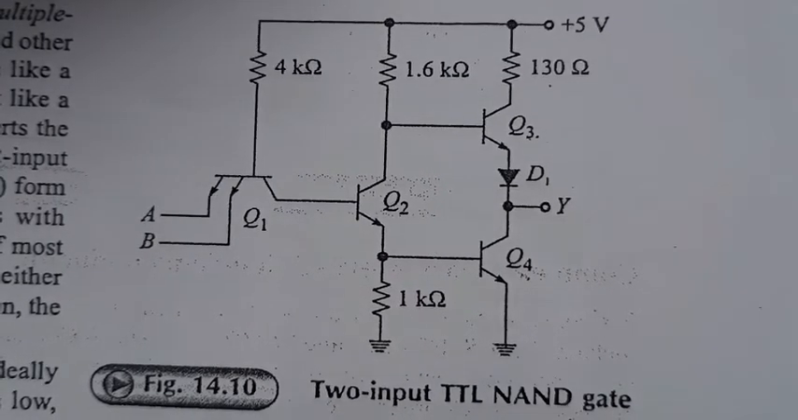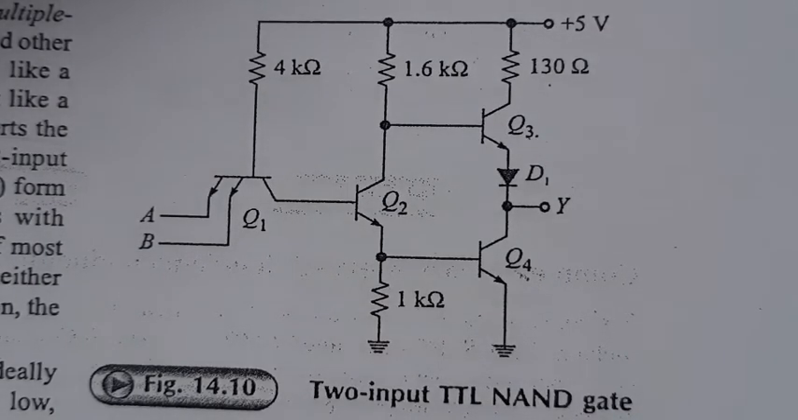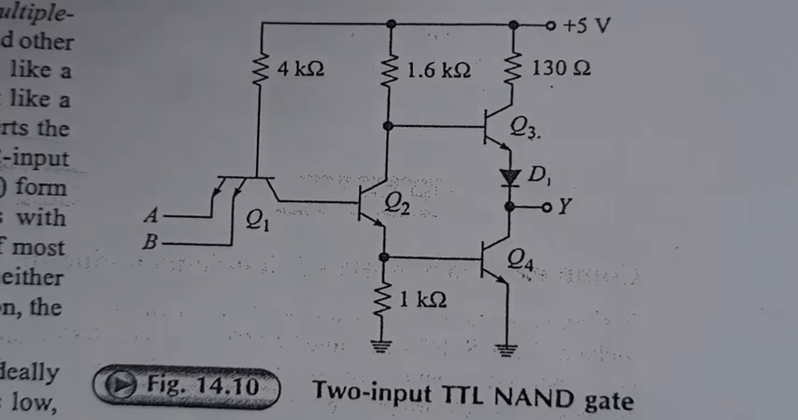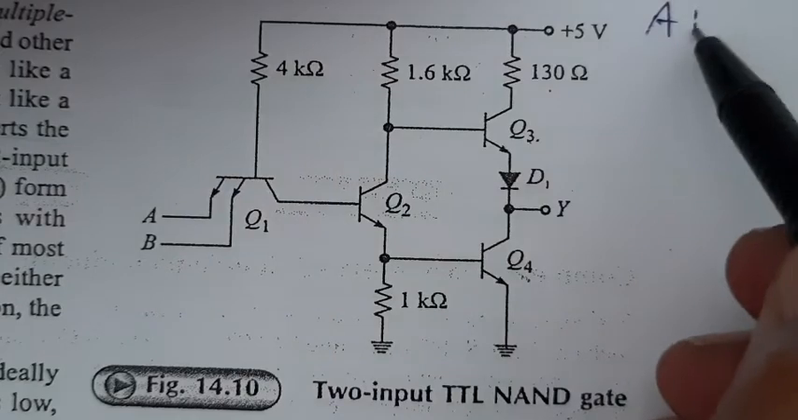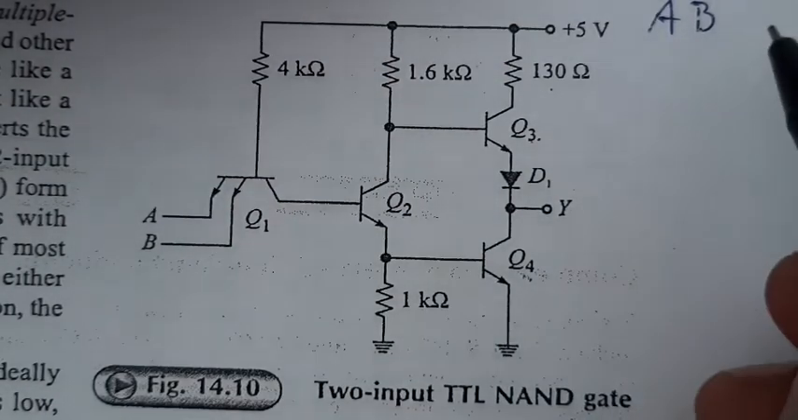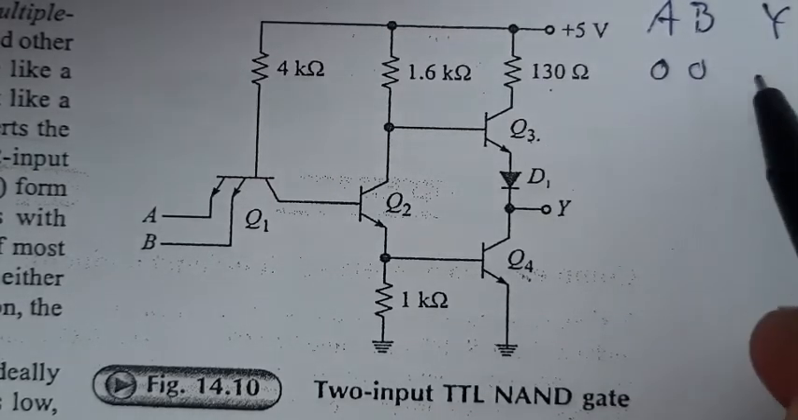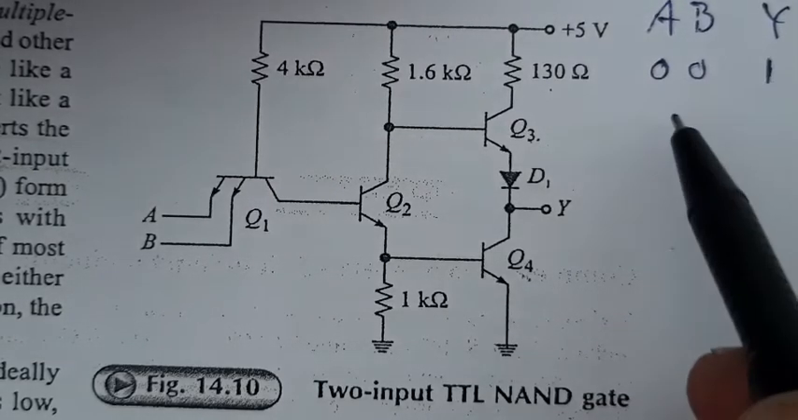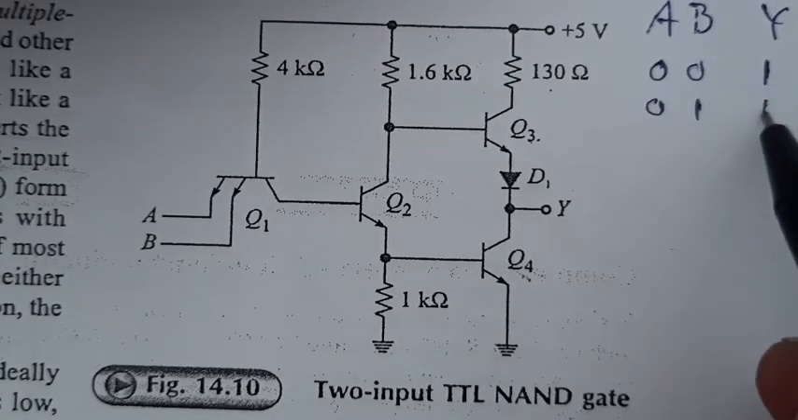Okay. Today we will discuss the working of TTL NAND gate. Now from the NAND gate, what we are expecting, suppose the inputs are A and B, these are the inputs A and B, and if Y is the output, then for 0 0 we are expecting 1 because it is not of AND. If it is 0 1, then it is again 1.